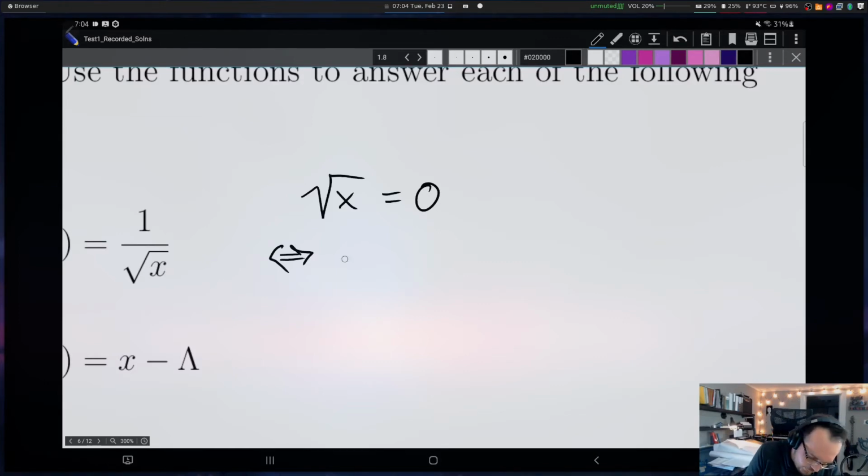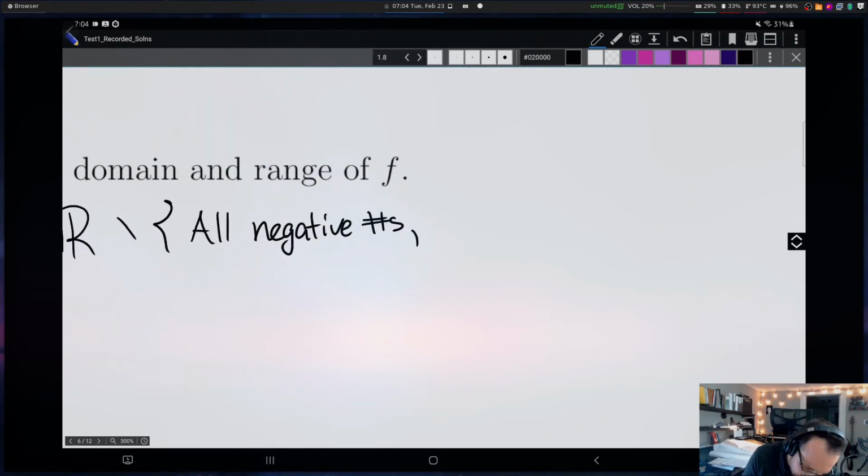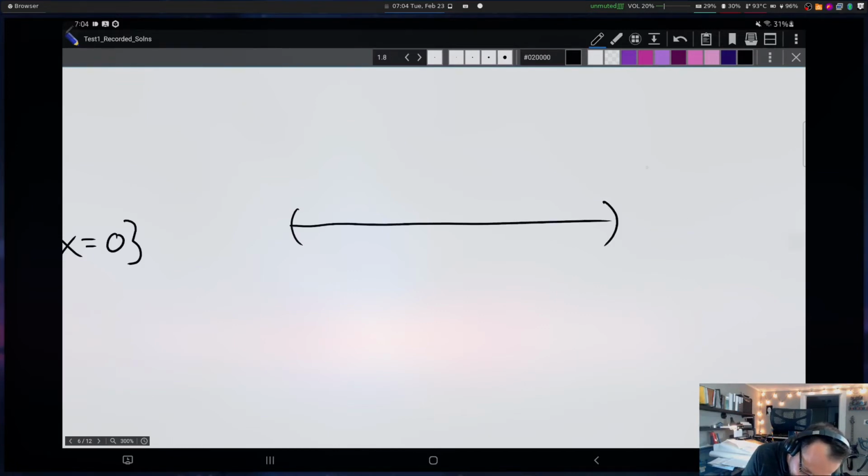Okay, so that means we have to throw out x equals 0, as it turns out. So we need to throw out all the negative numbers, and we also need to throw out x equals 0. Okay, how do I convert this to an interval? Well, I just think about here's my real line, there's my infinity and negative infinity, there's 0.